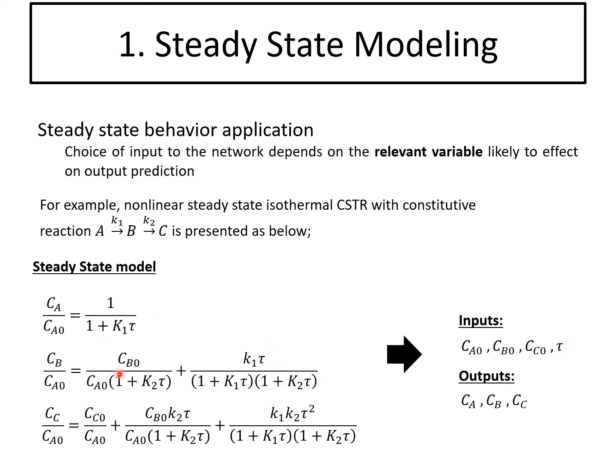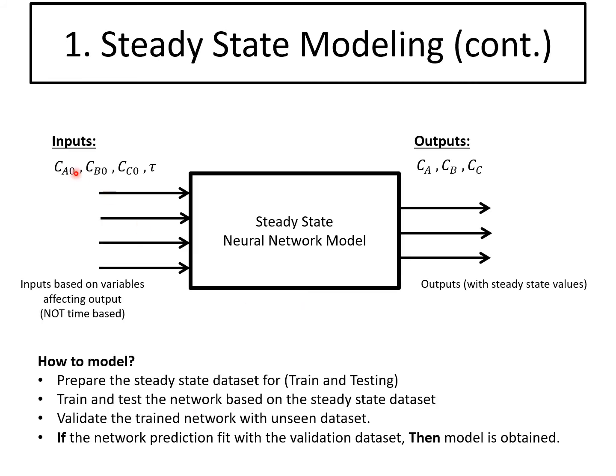There are other variables here like K1, K2, which are constants, so they're not really something to be put as variables. So we do not put them. So in the neural network, we have decided on 4 inputs: CA0, CB0, CC0, and the tau. Since they are steady state, they're not time based, just one value at that steady state time. And these are the outputs, 3 outputs. So 4 inputs, 3 outputs for the neural network structure.